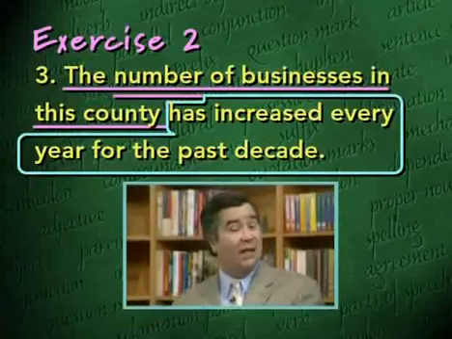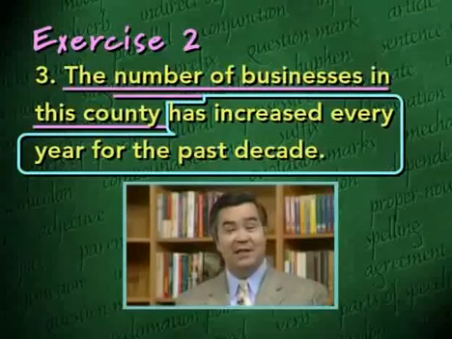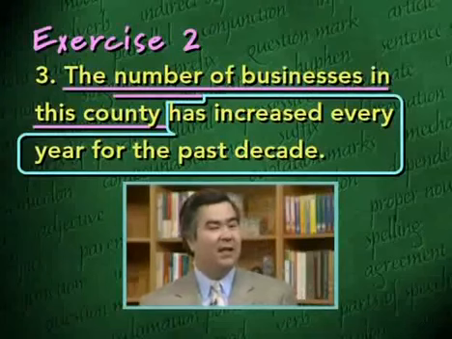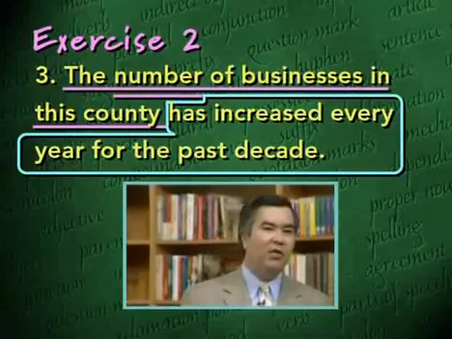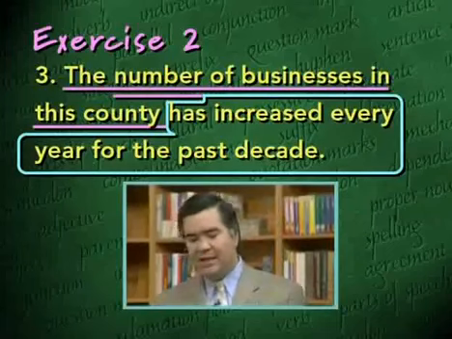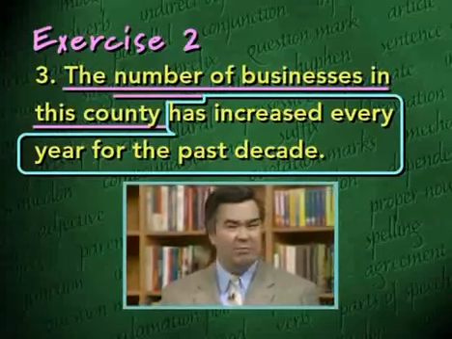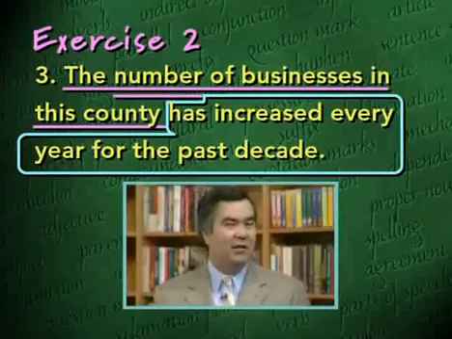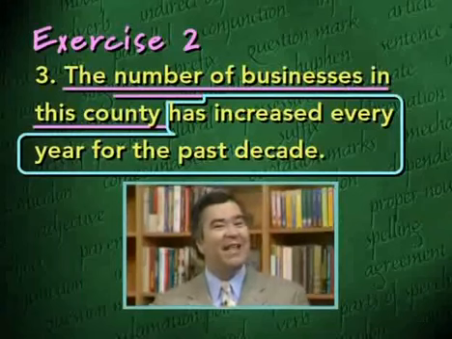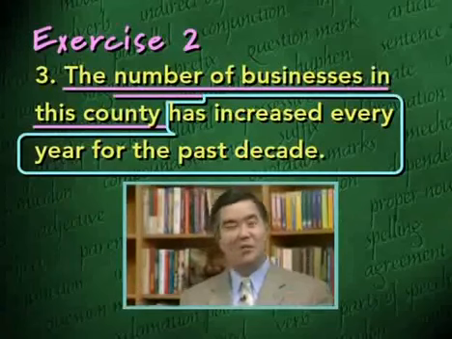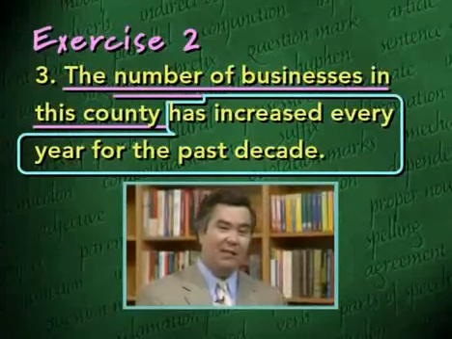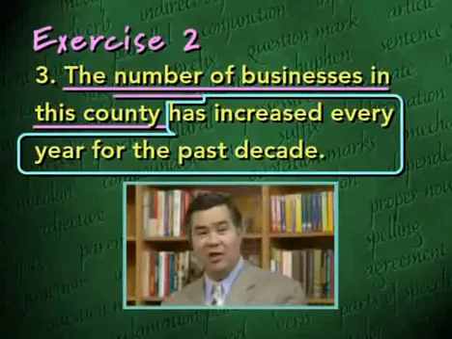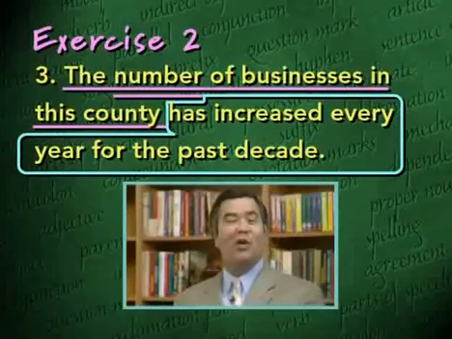The predicate is the rest of the sentence, which says, has increased every year for the past decade. Now remember, the predicate tells us what the subject of the sentence does. Now, looking at this sentence, what has increased every year for the past decade? In other words, what does the predicate refer to? Is it the county that has increased? No, the county hasn't increased. Is it businesses that has increased? No, not really. What has increased is the number of businesses. In other words, the number was smaller at one time. Now the number is larger. Perhaps the number of businesses was 50. Now it's 100. The point is that the number has increased or gotten larger.